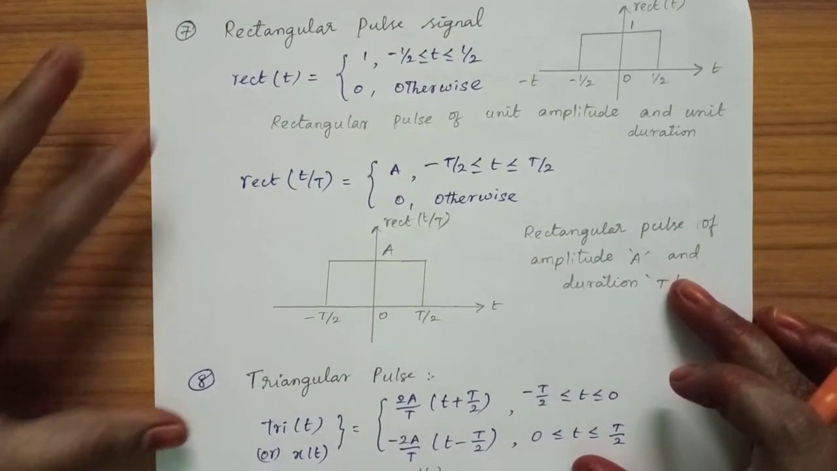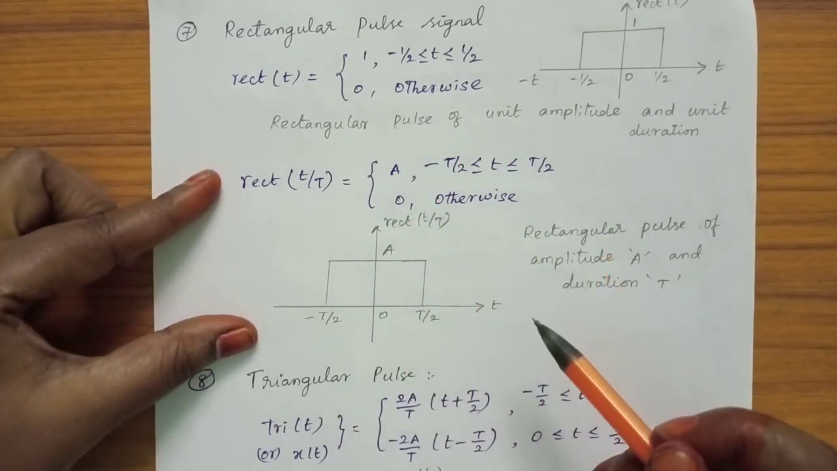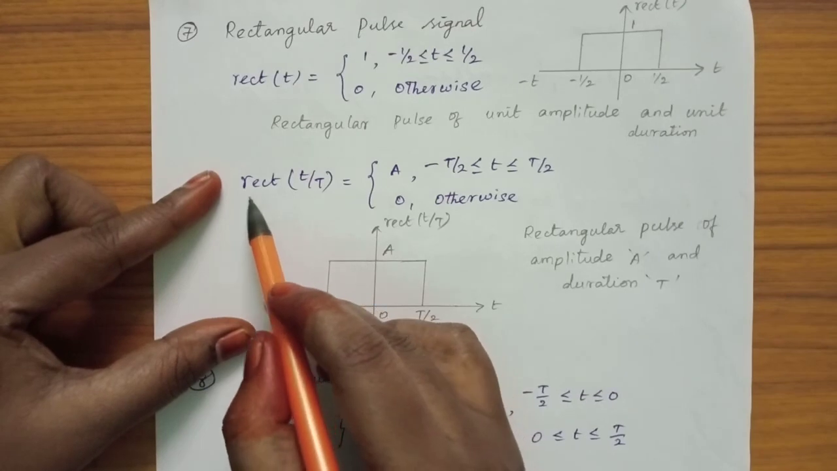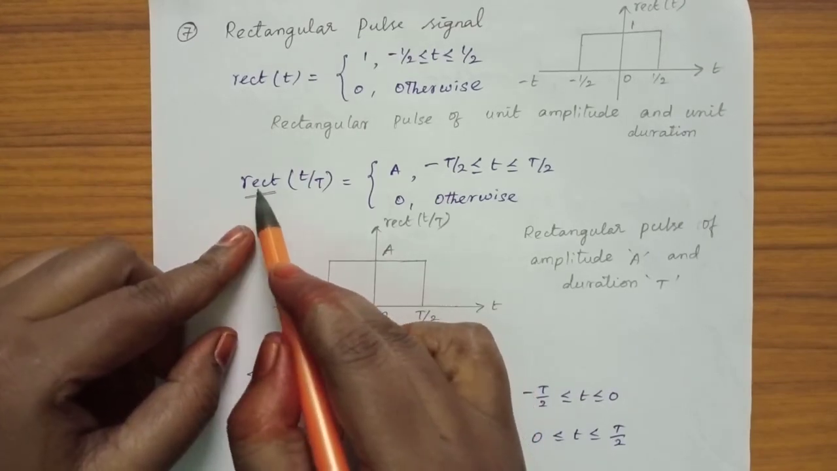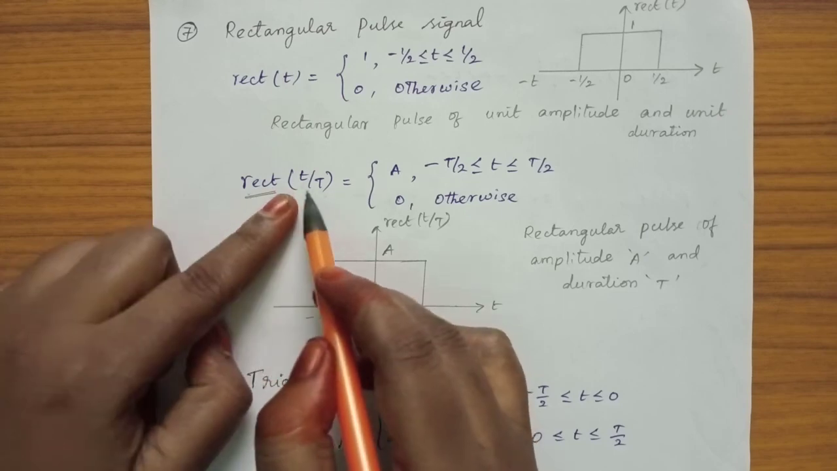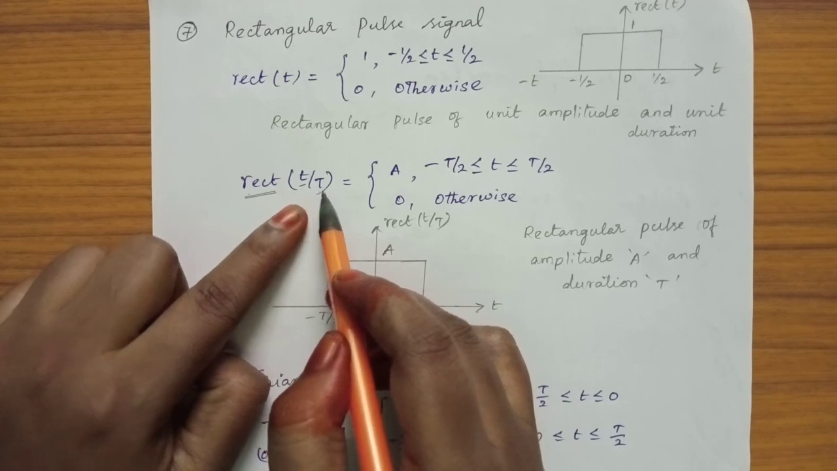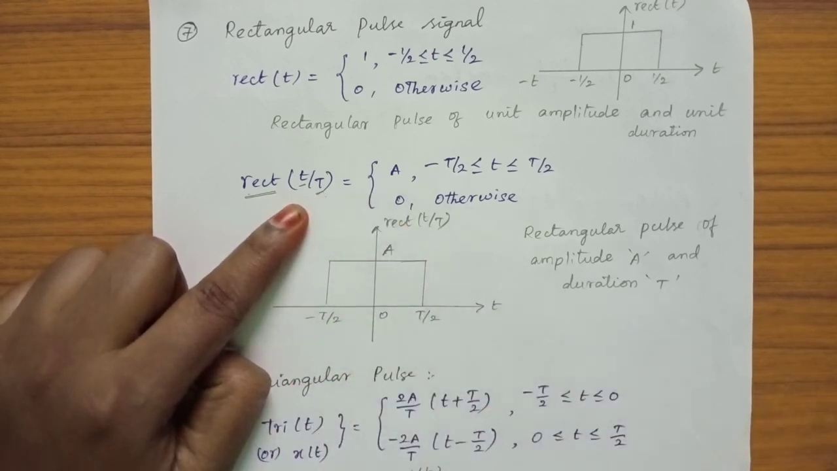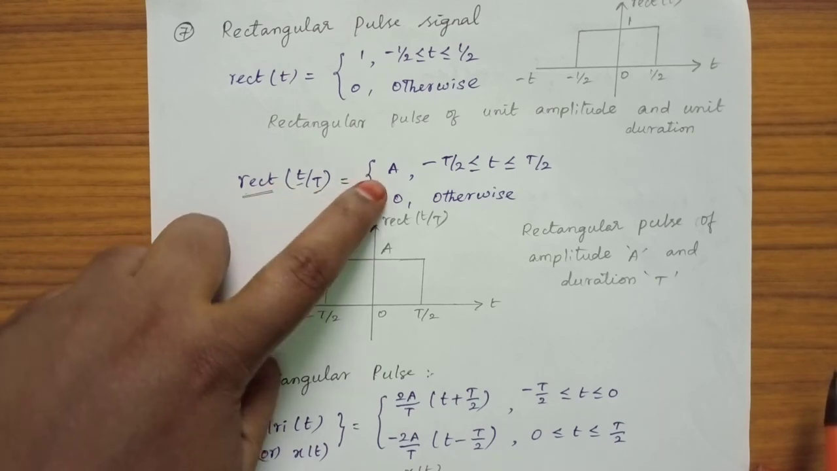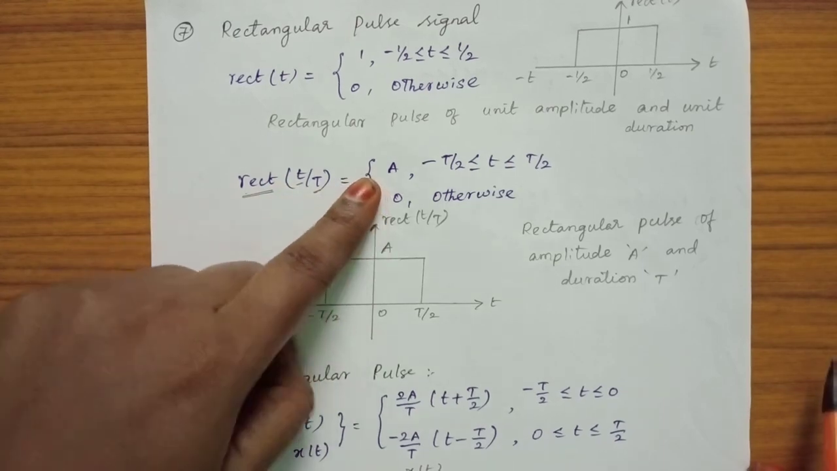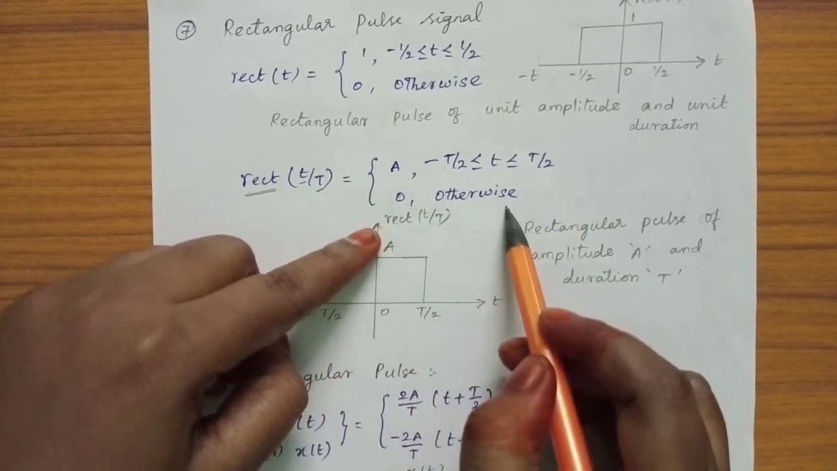Next, the rectangular pulse signal. First we will see the generalized form, which is denoted by rect of t by T. Here the small t represents the continuous form and the capital T represents the time duration. So rect of t by T is equal to A, the amplitude, for minus T by 2 to plus T by 2, and 0 otherwise.